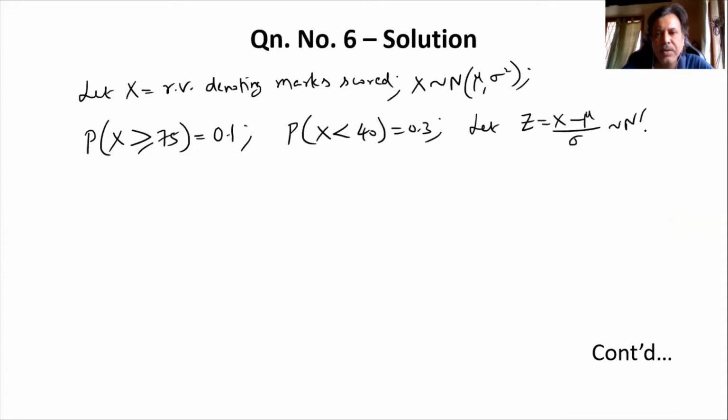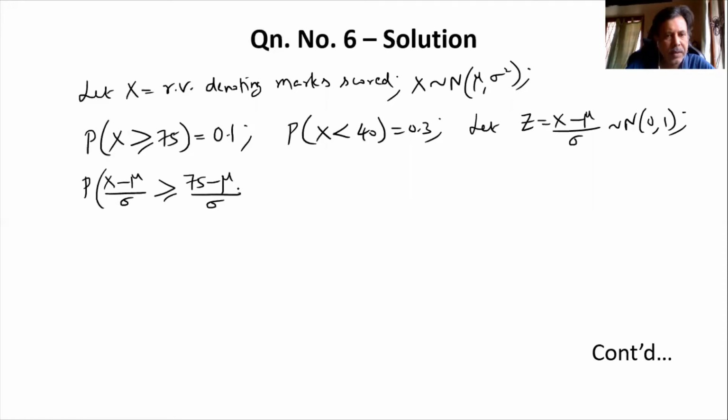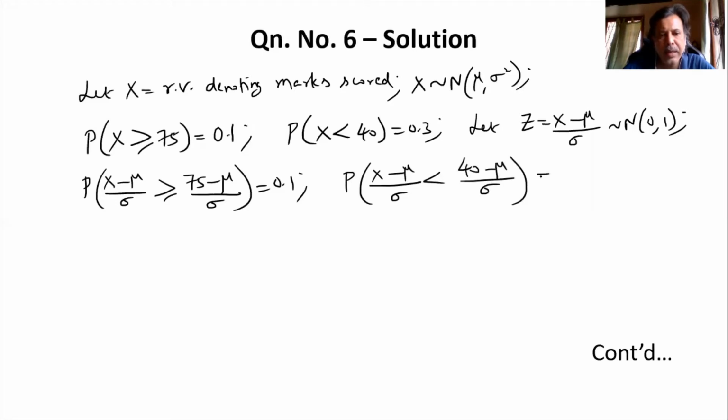Now let Z equal to X minus mu by sigma. This will follow the standard normal distribution. First let us convert it. The probability of X minus mu by sigma greater than or equal to 75 minus mu by sigma is equal to 0.1. And the second one, X minus mu by sigma less than 40 minus mu by sigma, is equal to 0.3.